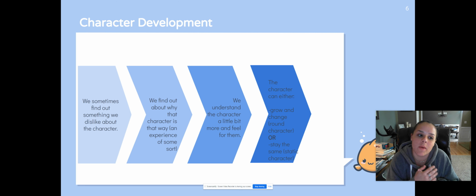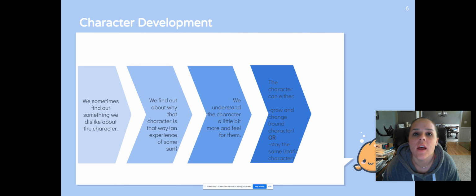So in character development, we sometimes find out something we dislike about a character. Maybe they're snobby, or maybe they're inappropriate, or maybe they're a bully in some way. But as the text goes on, we may find out why that character is that way, an experience of some sort, and we understand the character a little bit more and feel for them. It could also be the opposite. We find something that we like about the character, and then we find out a little bit more, and we realize, wow, we didn't really like that character that much, and we don't feel for them. We want them to fail, essentially, in the book series.